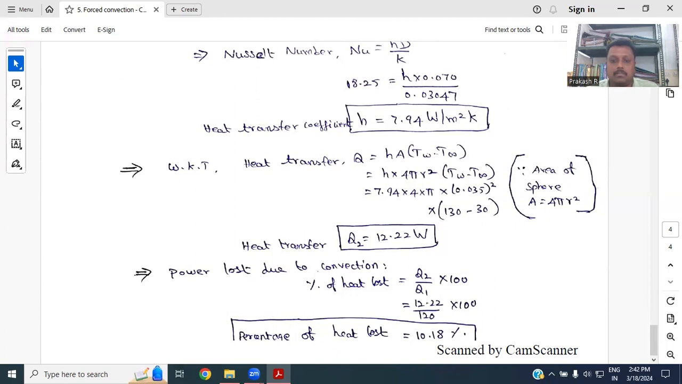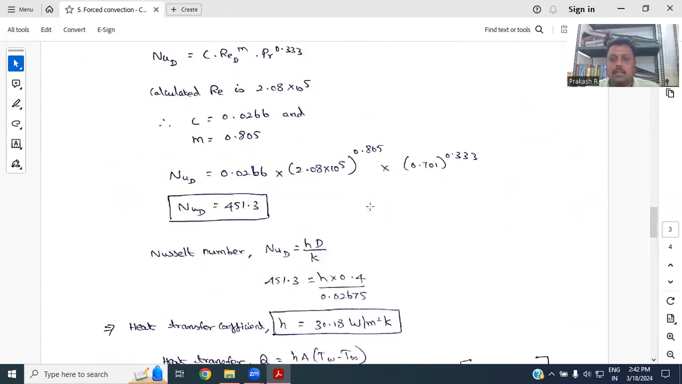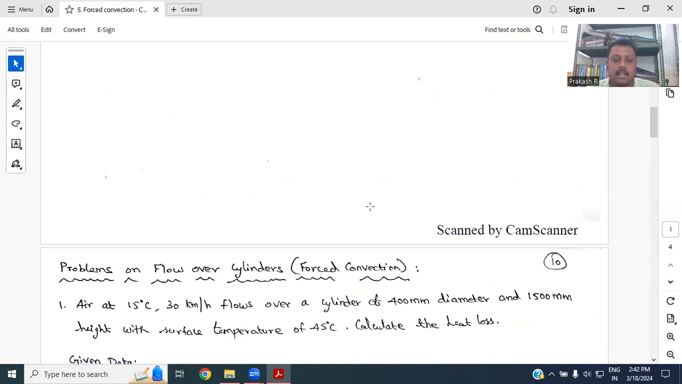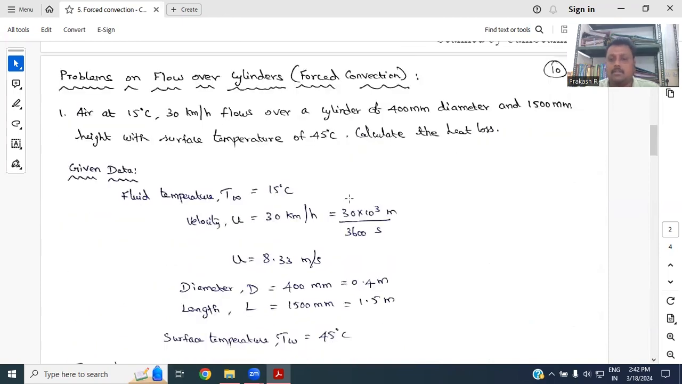So these are all the problems we are solving on convection, or forced convection, for plates, cylinder, and sphere.